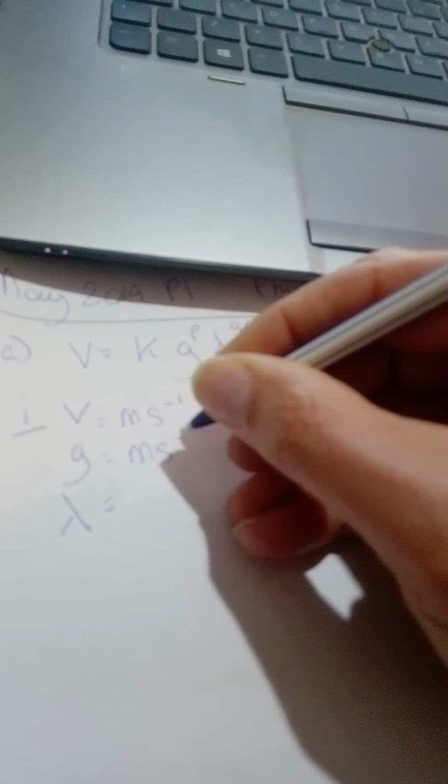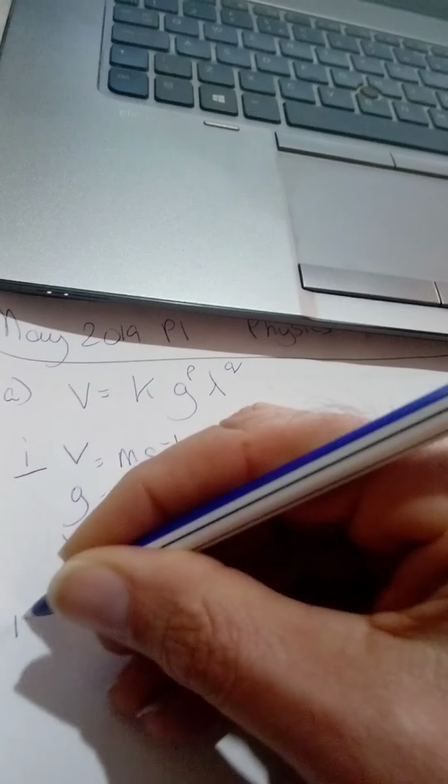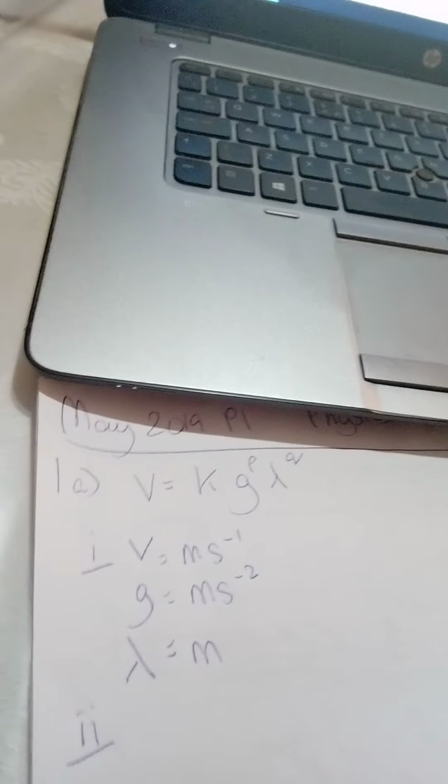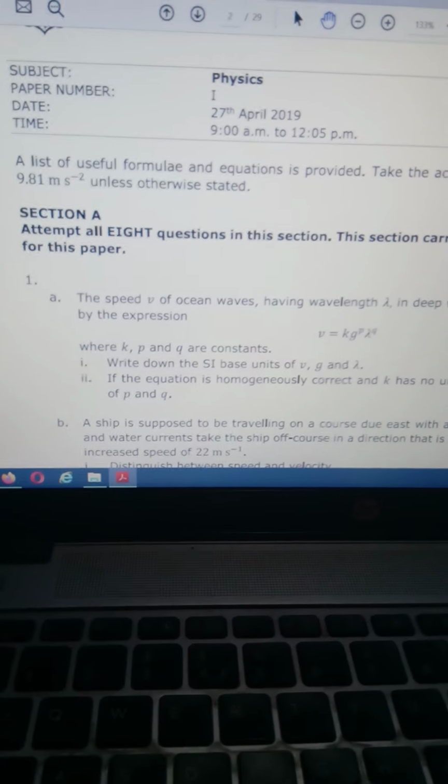Okay, so velocity, meters per second, G is acceleration of gravity, meters per second squared, lambda, wavelength, so that's meters. Show that the equation is homogeneously correct, K has no units.